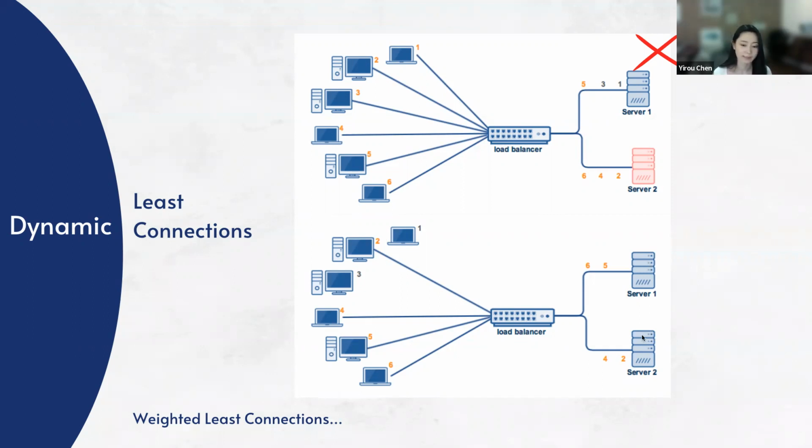And for weighted least connection load balancing, what it does to the least connection algo is exactly what weighted round robin does to round robin. So we're essentially factoring in a weight component based on the respective capacity of each server. So the weighted least connections algo looks at 2 things. First, the capacity of each server, and second, the current number of active connections on each server, and then decides which server to forward the next client request to.